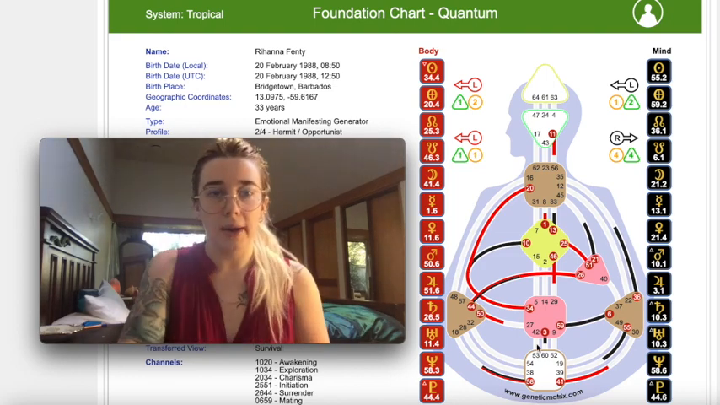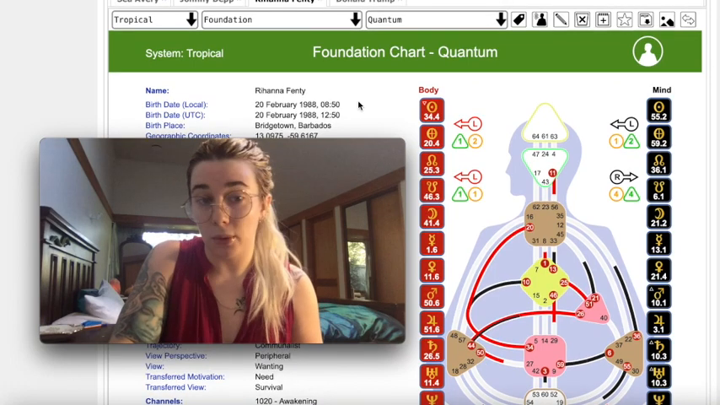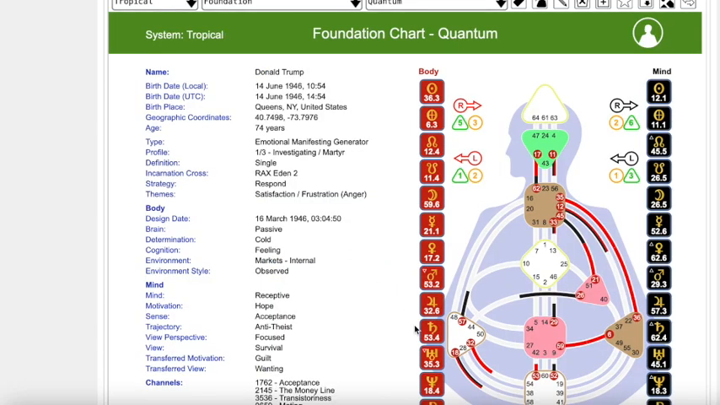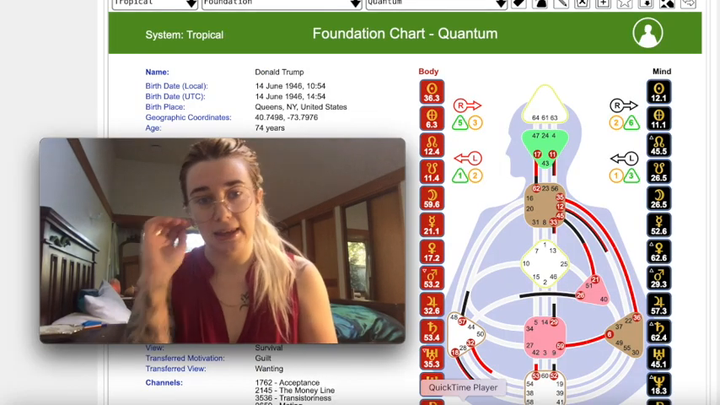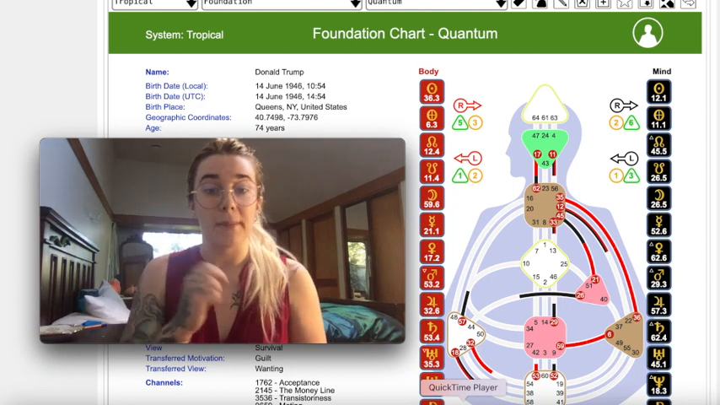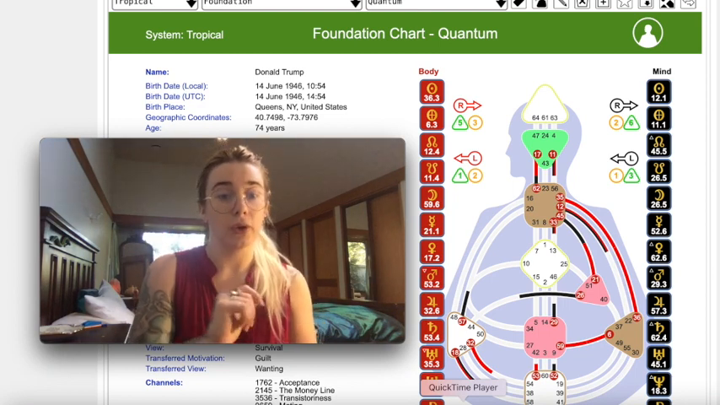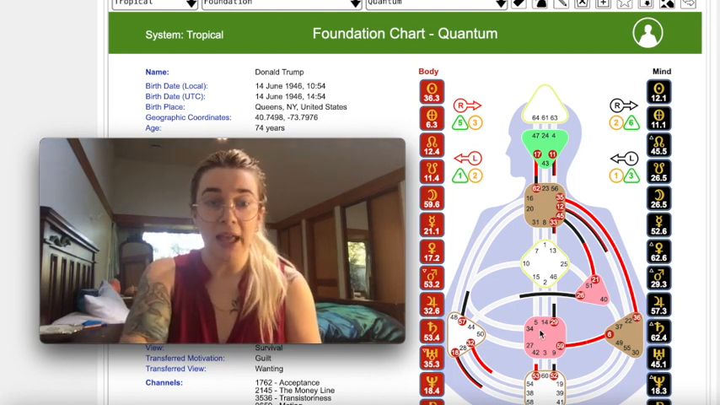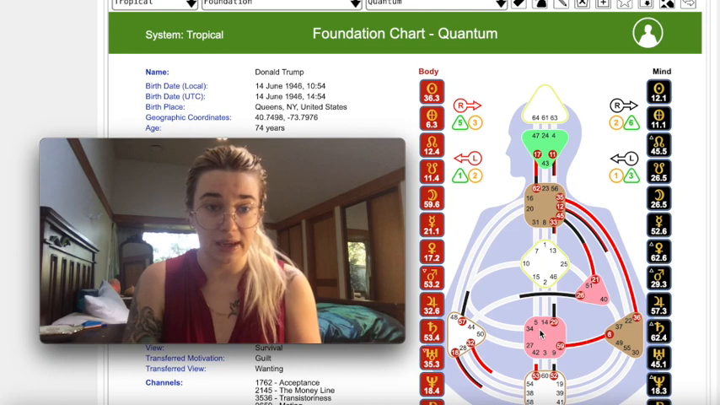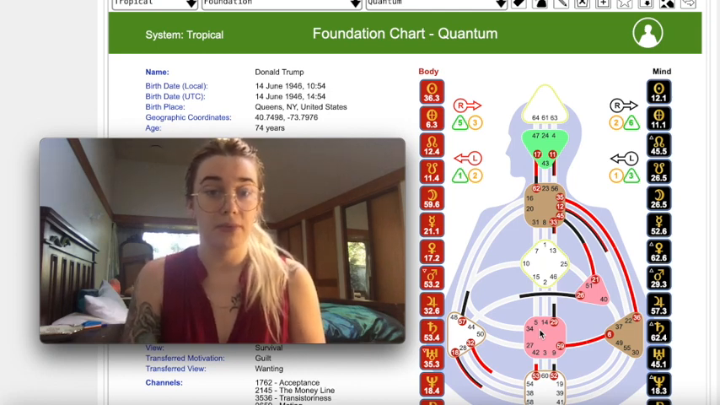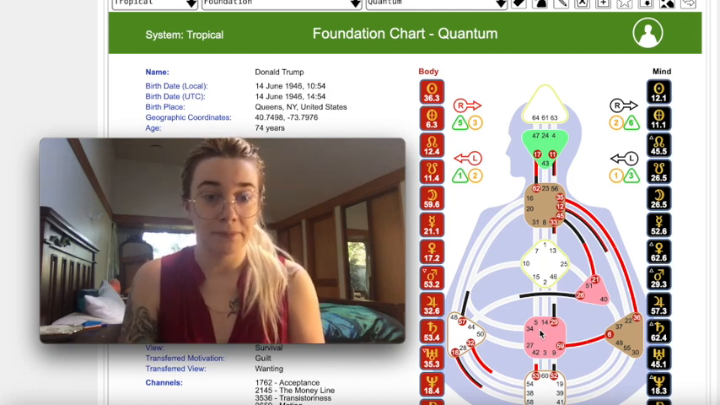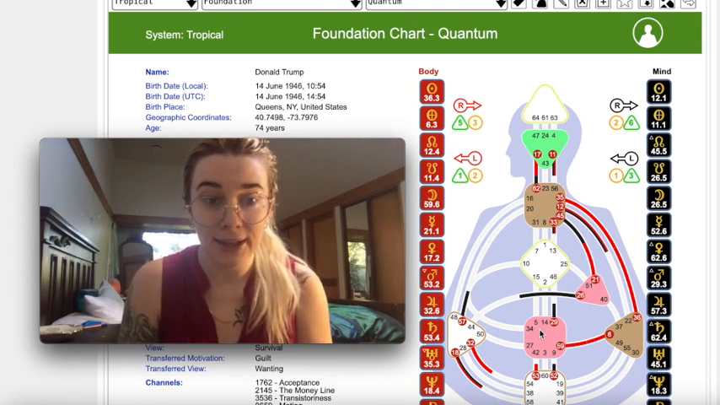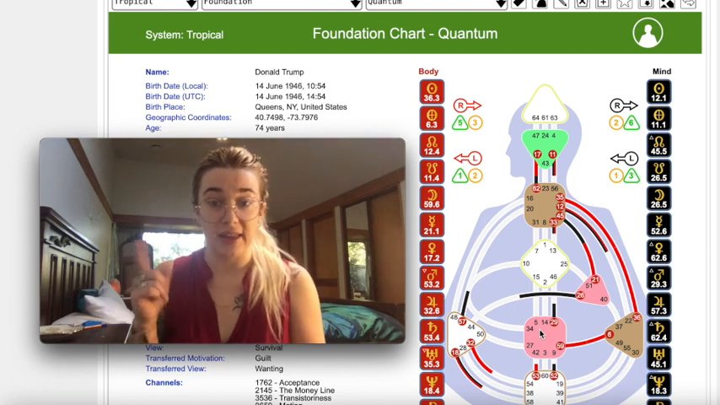Now, you may lose me for a second, but I will be back. I'm going to jump on to Donald Trump for a moment. Trump is also a manifesting generator, right? So the way that we can tell is because he has a defined sacral. Anyone with a defined sacral is part of the generator family, always. So Trump also has an emotional solar plexus that is defined.